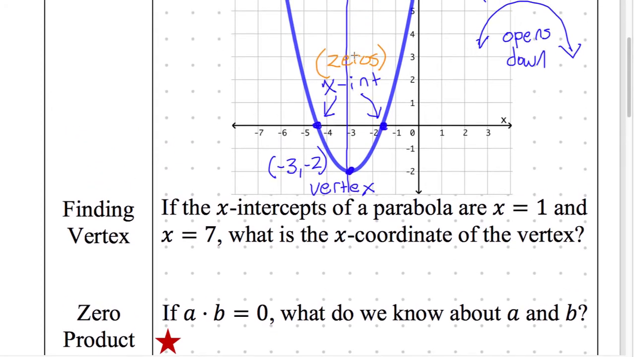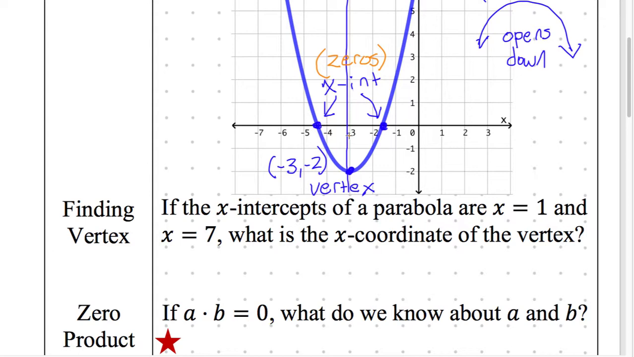Anyone have any ideas? How do I find the x coordinate of the vertex? It's going to be somewhere on this axis of symmetry, and it's going to be perfectly in between the two x-intercepts. Anyone have an idea?